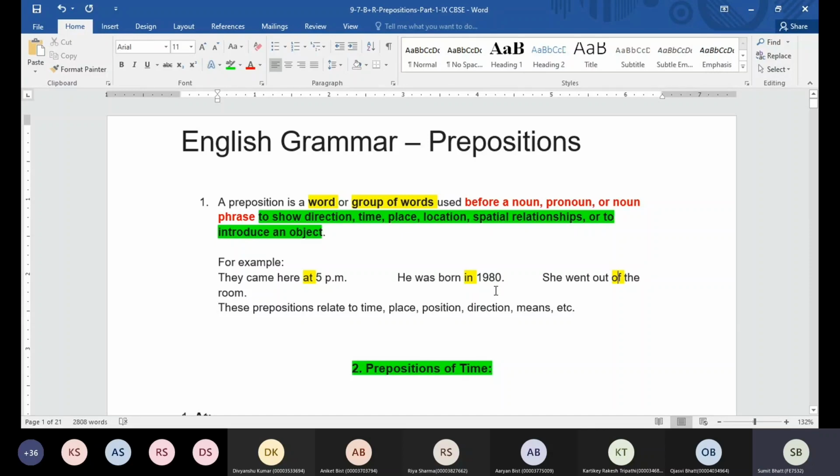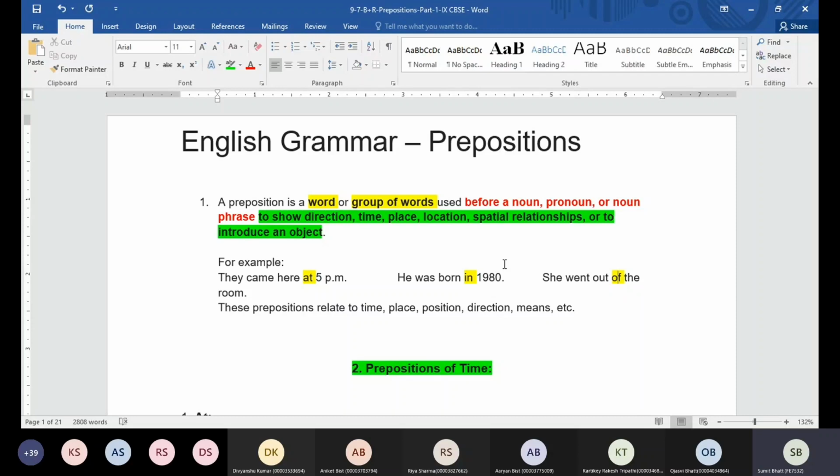Okay, so we can say a preposition is a word or group of words which is going to be used before a noun, a pronoun or noun phrase, and it is basically going to show direction, or it can show time, place, location, some relationship related to the space, or spatial relationship we can call it, or to introduce an object. Now when I say prepositions, guys, there are different types of prepositions. Okay, we can study about the prepositions of time, place, location. So the first type of preposition we are going to study is prepositions of time.